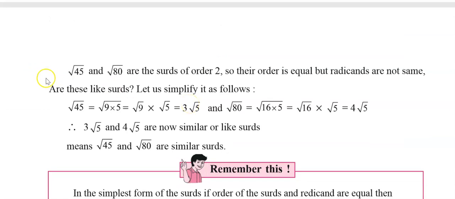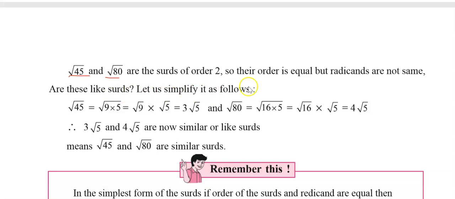Now next, root of 45 and root of 80 are surds of order 2. So their order is equal and the radicands are not the same. Here the radicand is 45 and here it is 80. Therefore these two surds are not the same. Are these like surds?